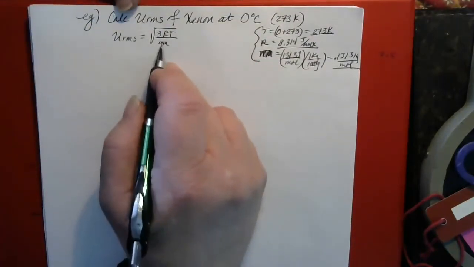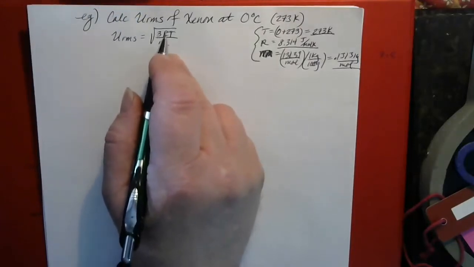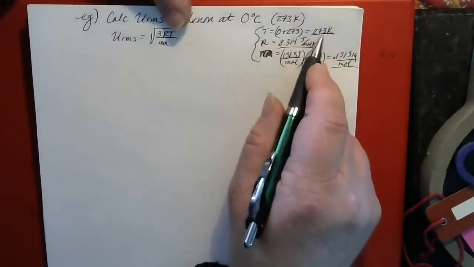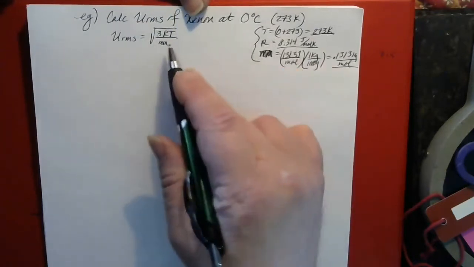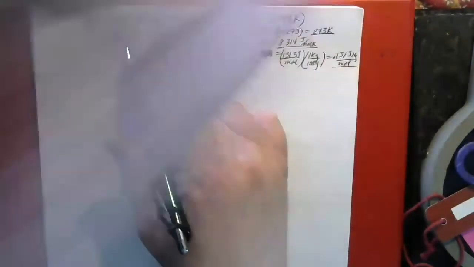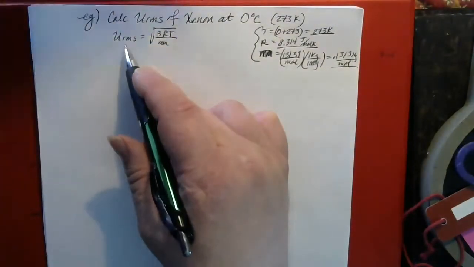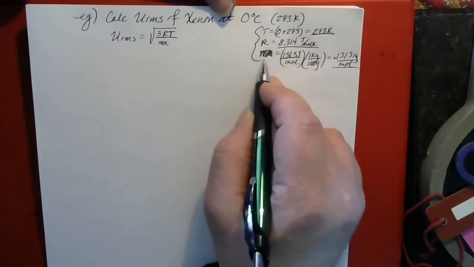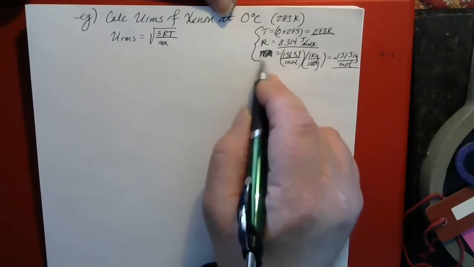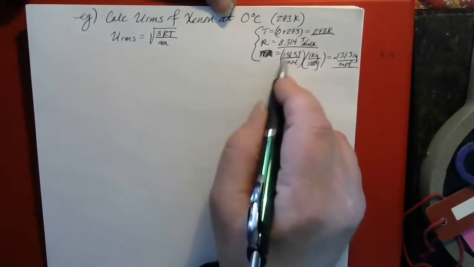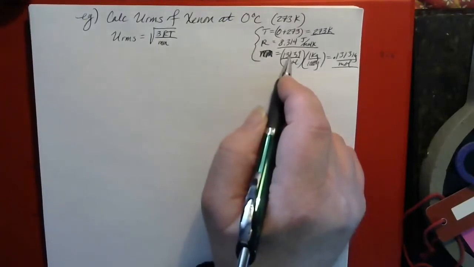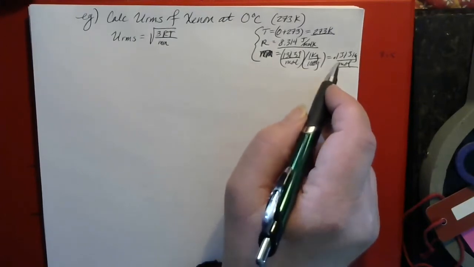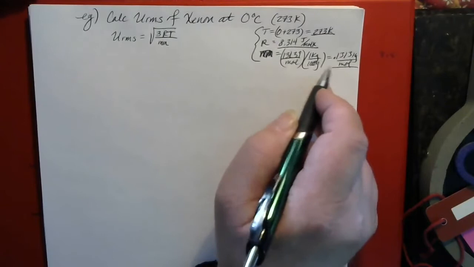Use the same equation that we used a couple of minutes ago for the nitrogen and hydrogen and carbon dioxide. 0 degrees Celsius in temperature would be 273 Kelvin, of course. R, because we're talking about velocity, which has to do with energy, we need the energy version of R, which is 8.314 joules over moles kelvins. And the molar mass, the molar mass of xenon is 131.3 grams per mole, but that needs to be in kilograms per mole. So that's 0.1313 kilograms per mole.